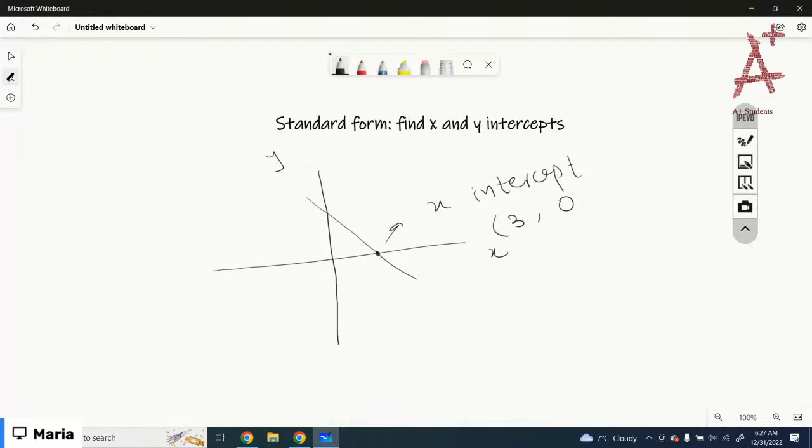Got it? And here is another point where the graph crosses the y-axis. It is the y-intercept. So at this point, x is 0 and y has some value. Let's suppose it is 4. Got it? So basically, the x-intercept is a point where the graph is crossing the x-axis, and the y-intercept is a point where the graph is crossing the y-axis. Got it? This is the concept of the x-intercept and the y-intercept.